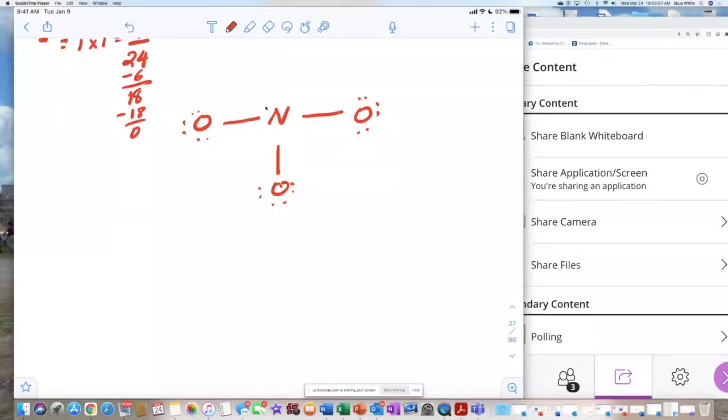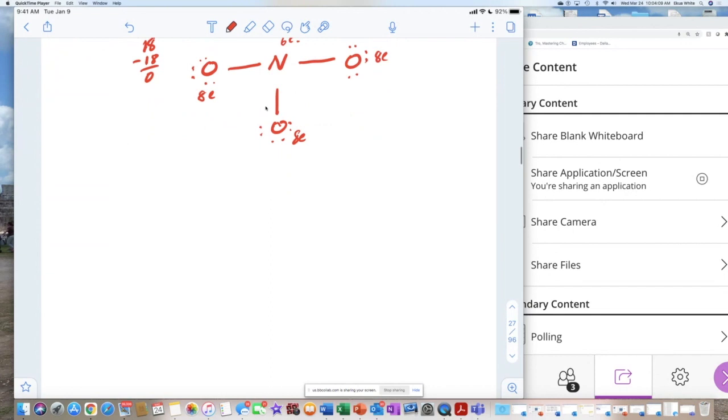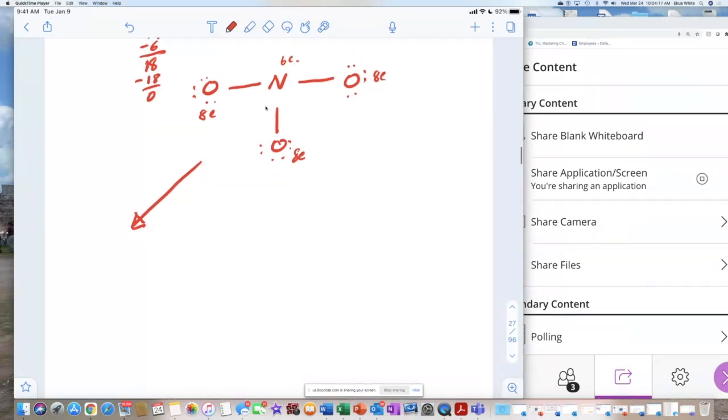Check for octet. 6 electrons plus 1 bond makes 8 electrons. 8 electrons, 8 electrons. Central one only has 6, right? Okay, we're now going to help the central one get to octet. But we have 3 possibilities, right? Sorry, I'm drawing the arrow because I know where this is going. We have 3 equal oxygens to help out the nitrogen.